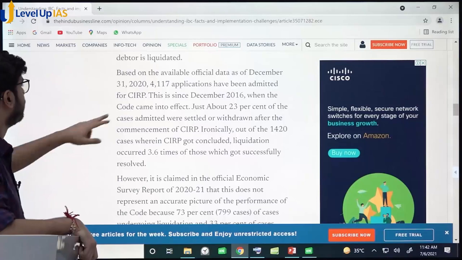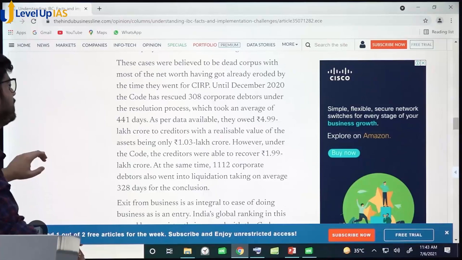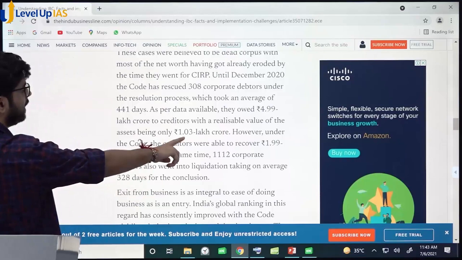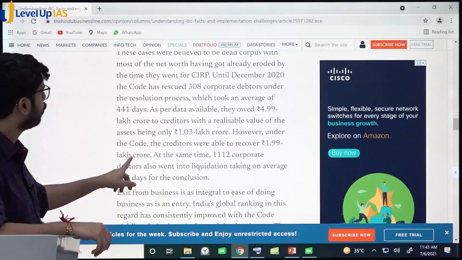4,000 applications have been admitted. Just 23% cases were settled or withdrawn after the commencement. So they have given the performance year, which will change when you, by the time next year happens, this will all change. So see this. They owed 5 lakh crores to creditors with realizable value of the assets being only 1 lakh crores. 5 lakh was the total debt owned. 1 lakh crores was the realizable value of the assets. However, under the code, the creditors were able to recover 2 lakh crores. Okay, so it is very effective, yes or no?